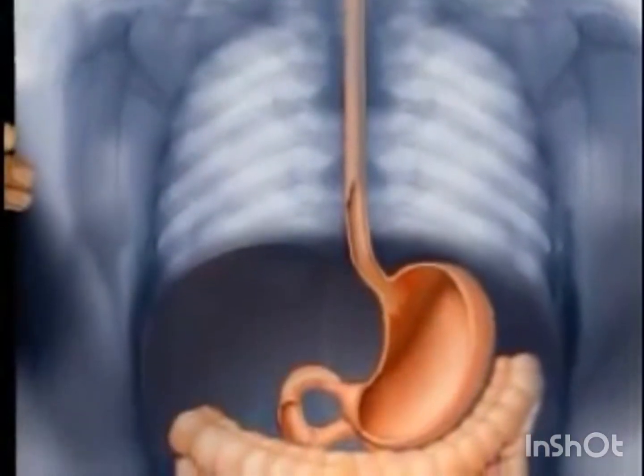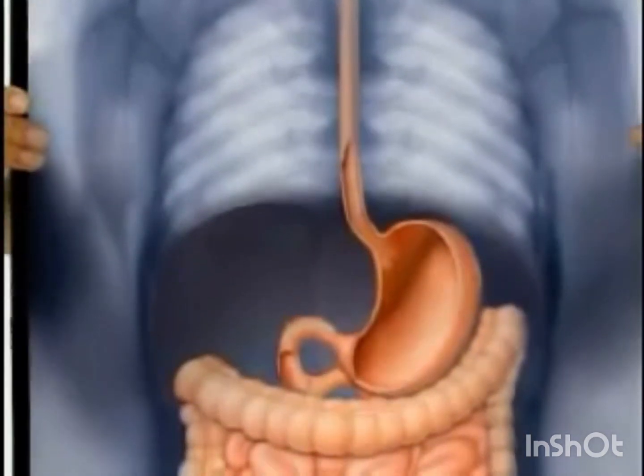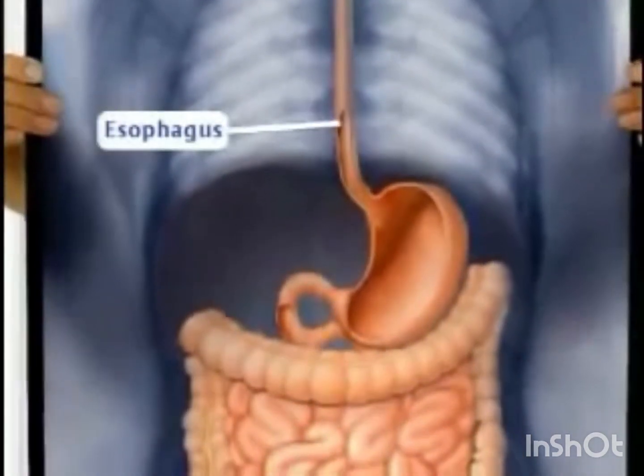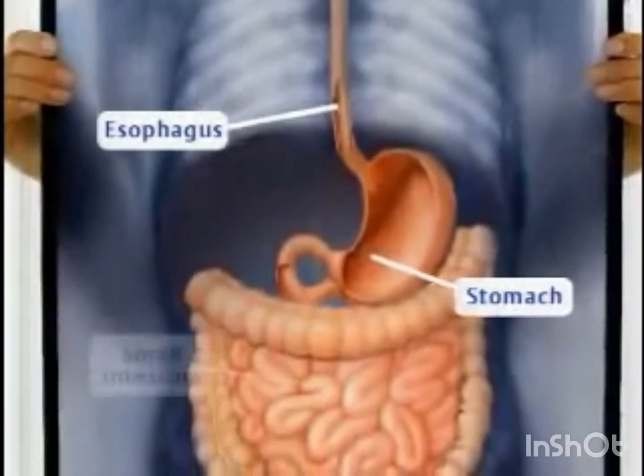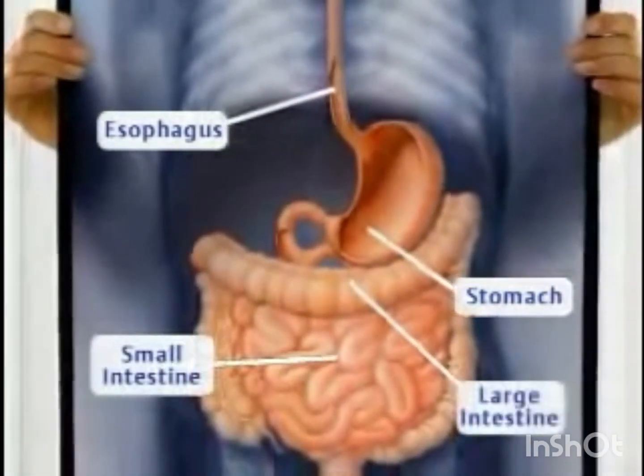In this program, we'll focus on the hollow organs responsible for food digestion: the esophagus, the stomach, the small intestine, and the large intestine.